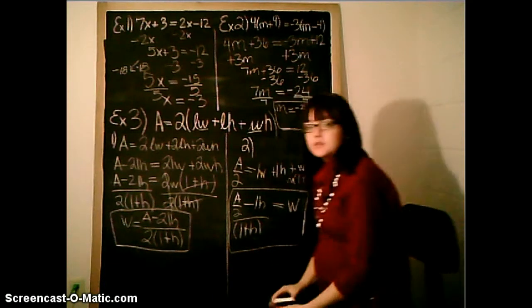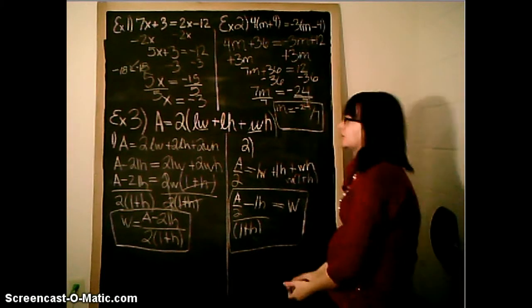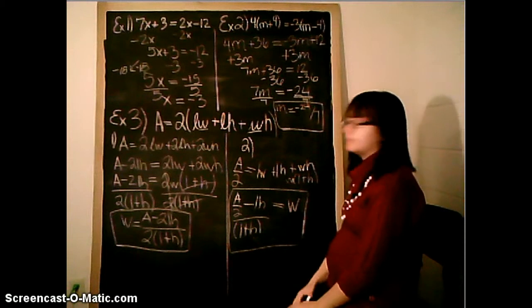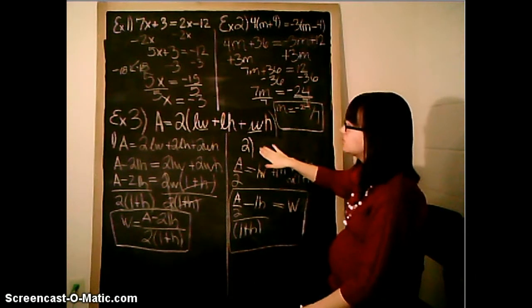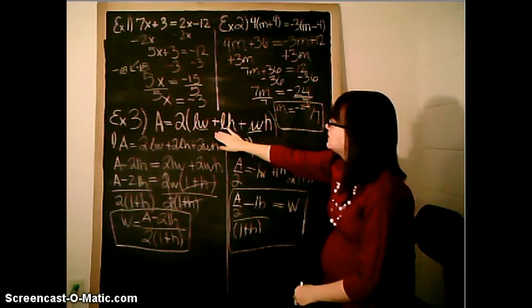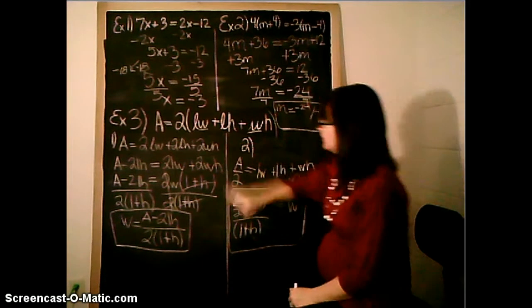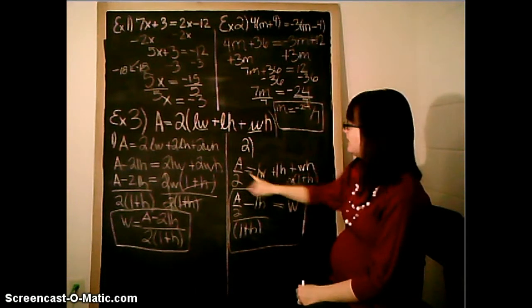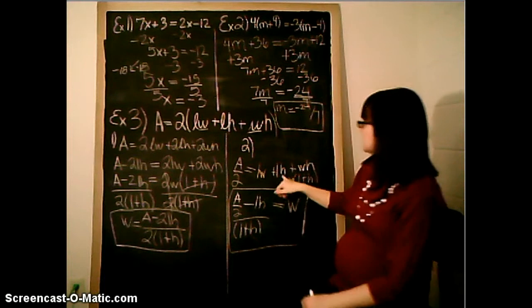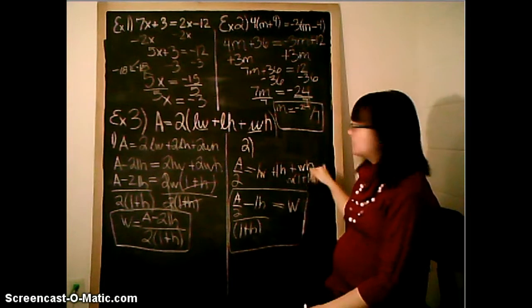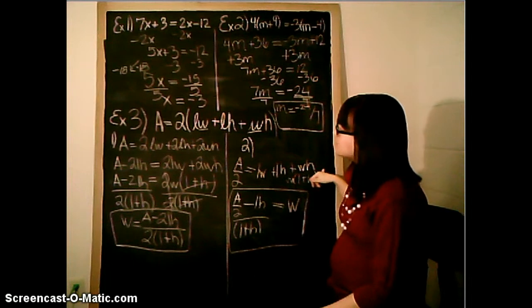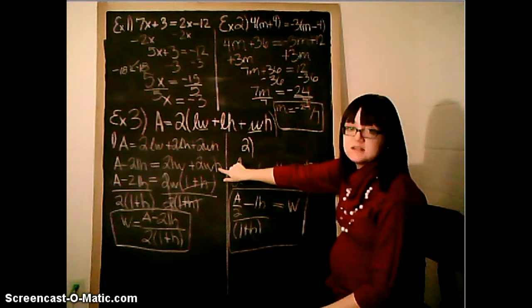But then there's another way to do this problem too and get the right answer for W. In this way, you just divide the 2 at the very beginning. So you have A over 2 equals the LW plus the LH plus the WH. From this step, we're doing pretty much the same thing that we did over here in this step.